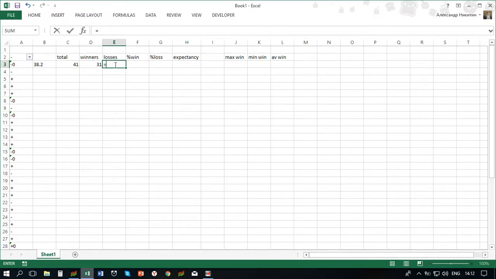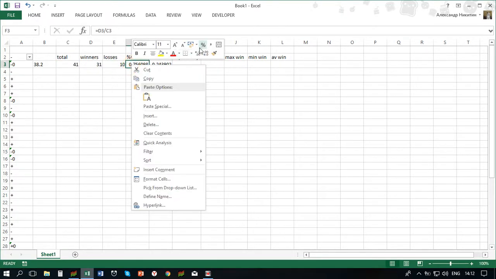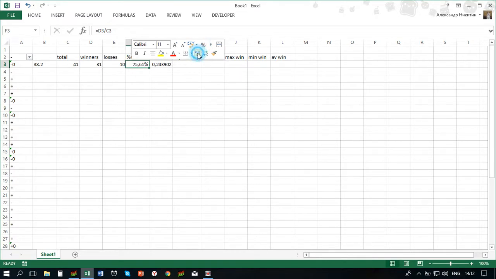So the losses should be calculated this way. It equals total minus winners. Okay, 10 losses. The percentage is calculated this way. It equals the number of winners divided by total. So the accuracy is 75%, and the losses are calculated the same way, losses divided by total. So we have 24%.